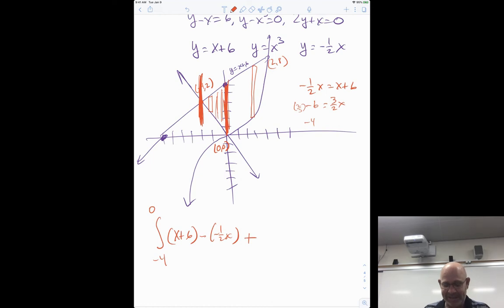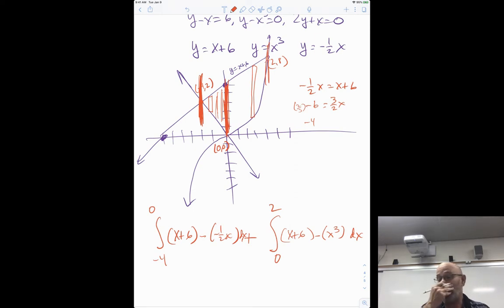And then I'm going to add to that, a little dx there, sorry. I'm going to add to that the other integral, which has the x plus 6 on the top also, but this time on the bottom, the minus is the cubic. And this one we're integrating from 0 to 2. And again, just power rules at this point, right? Just power rules.